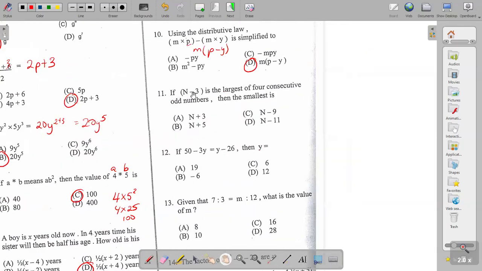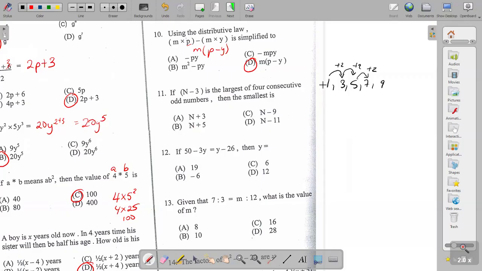If n minus 3 is the largest of 4 consecutive odd numbers, first of all, what we should know is the difference between all consecutive odd numbers is 2. So what do I mean? Look at this. 1, 3, 5, 7, 9. How do I get from 1 to 3? I add 2. I add 2. I add 2.